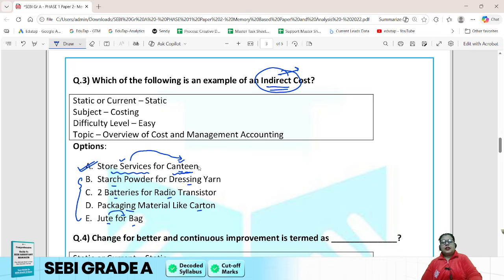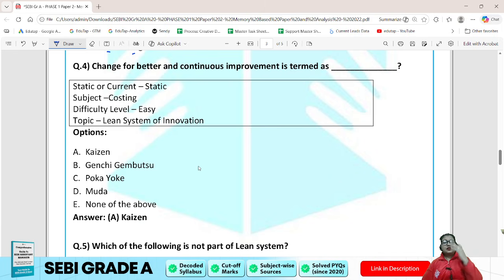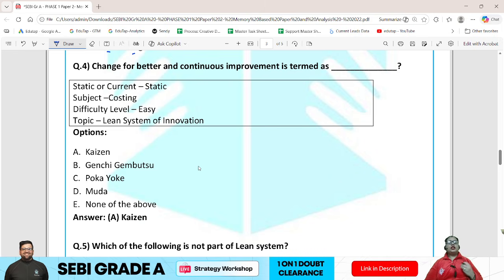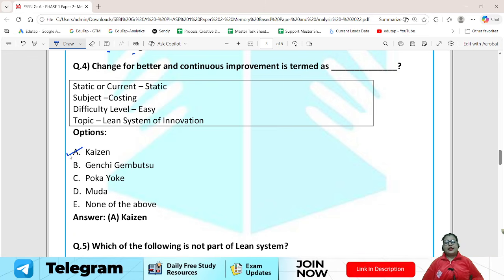Next, change for better and continuous improvement is termed as. Again, this is something Japanese. So, change for better and continuously improving it, right, that you keep continuously improving a method. It is termed as what? Kaizen, Genchi, Gemutsuso, Poka-yoke, Muda and none of these. So yes, the answer is A. Okay, the answer is mentioned here also. It is A.